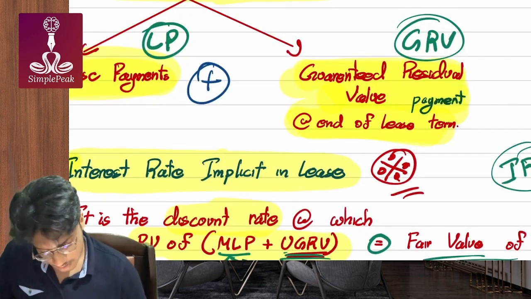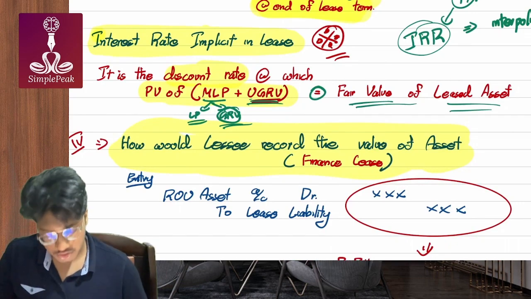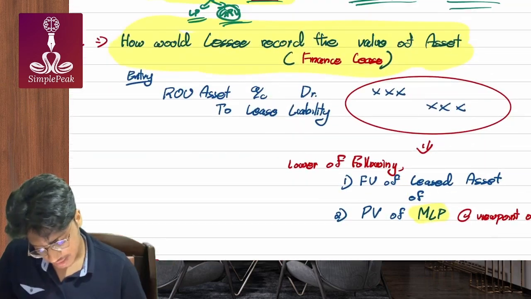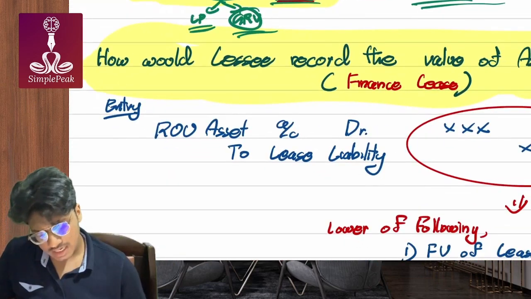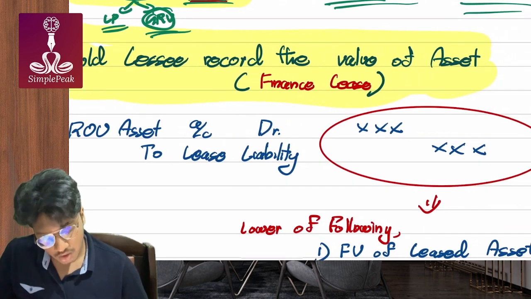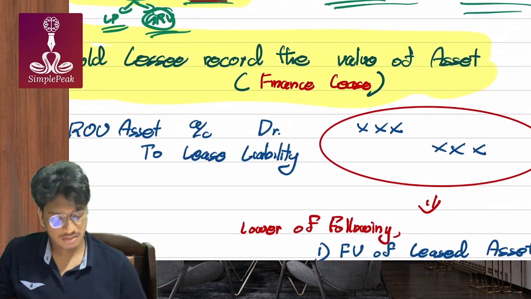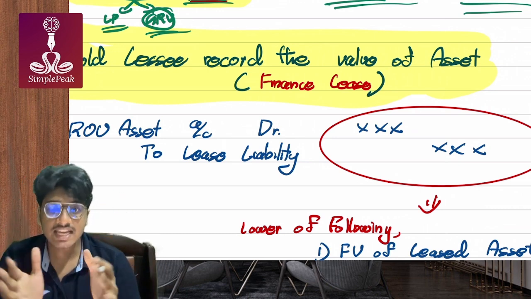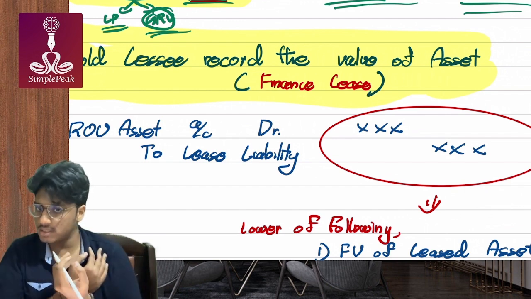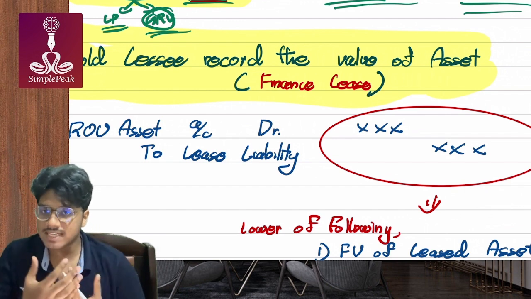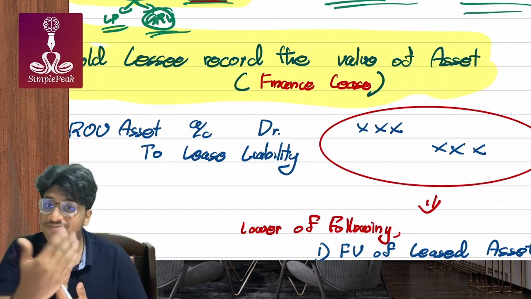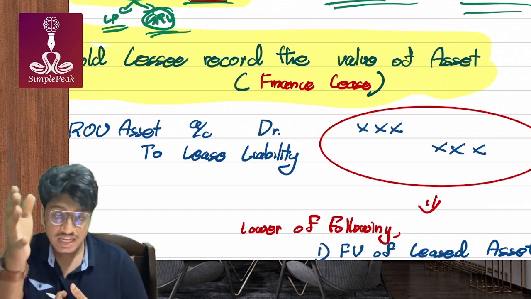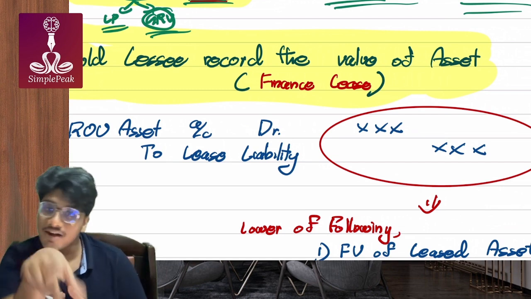Okay, so now I hope you understood what is meant by implicit rate. Now let's discuss the next part. How would the lessee record the value of the asset if it is a finance lease? Let's keep operating lease aside. In finance lease, in case of lessee, who is the lessee? The one who gets the asset and the one who makes the payment. That's the lessee. So the one who gets the asset, the lessee, if it's a finance lease, he needs to record the asset. That's what the finance lease means. So in that case, how would he record and at what value should he record?